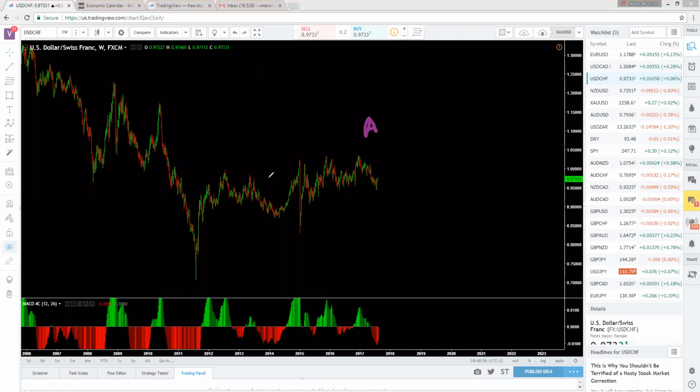This is a wave A. Why do I say that? I actually spotted a leading diagonal in wave A again. We were just talking about a leading diagonal on GBP/USD, pound US dollar, that we traded. So similar to this one as well.